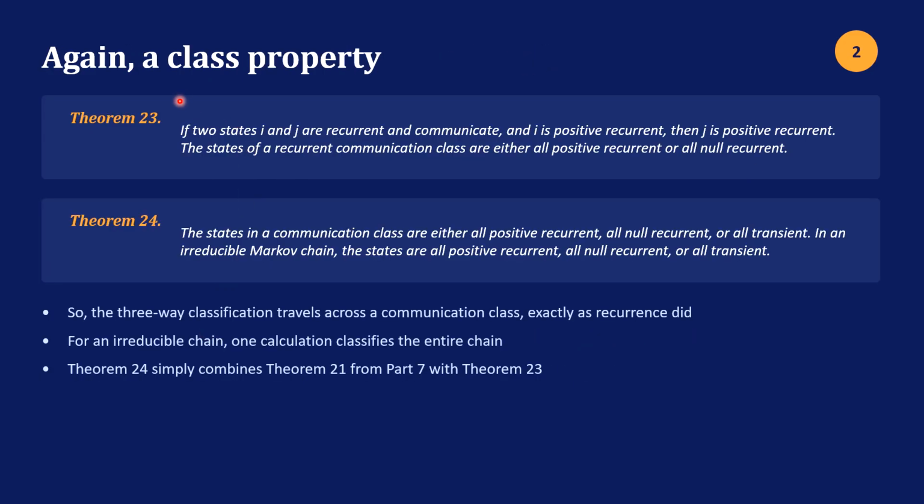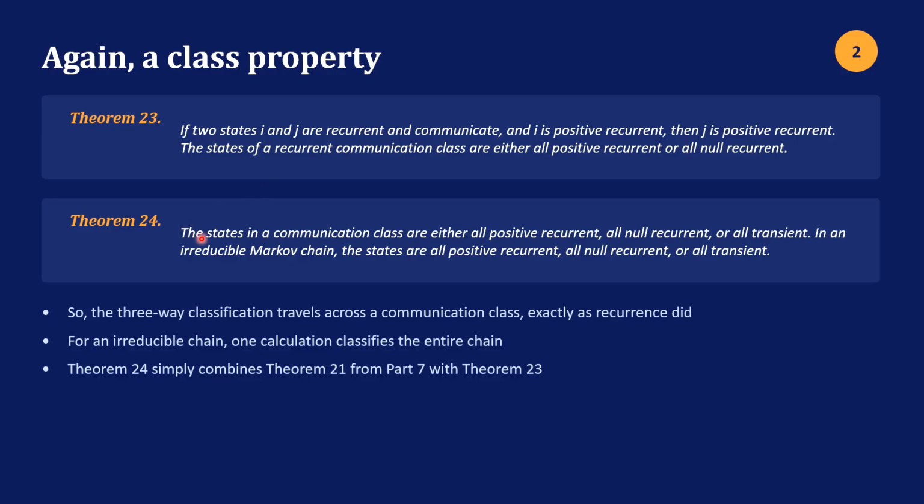I have a couple of theorems here. Again, these are from my book, which I've referenced a couple of times in previous lessons. If two states, i and j, are recurrent and communicate, and i is positive recurrent, then j is positive recurrent. The states of a recurrent communication class are either all positive recurrent or all null recurrent. So this is sort of a fine-tuning of the theorems we had towards the end of the last lesson.